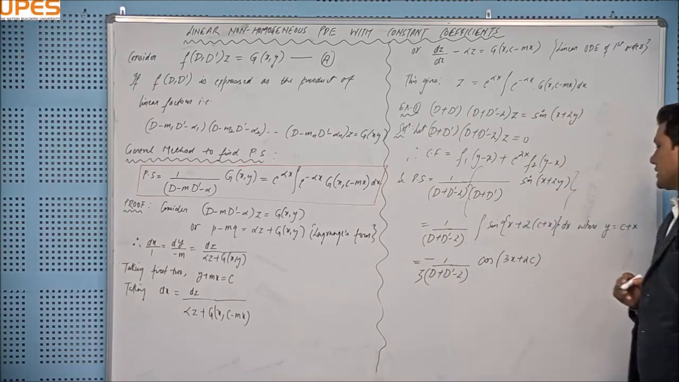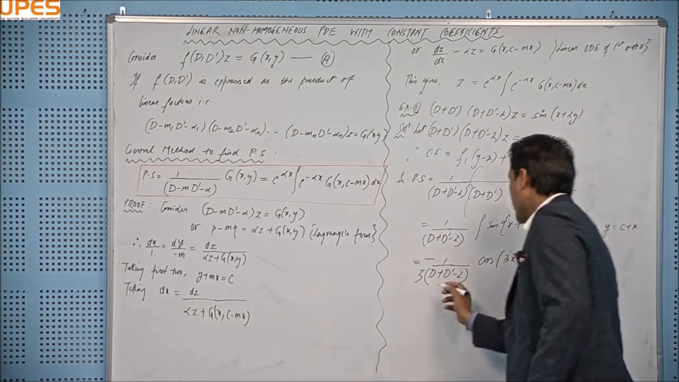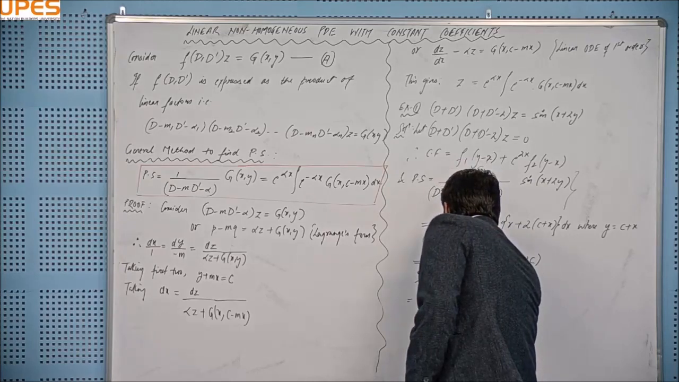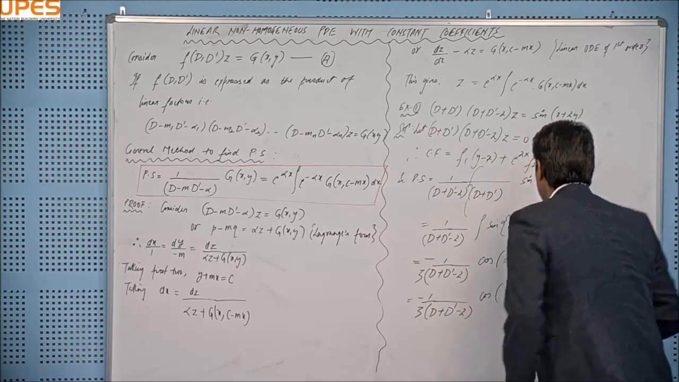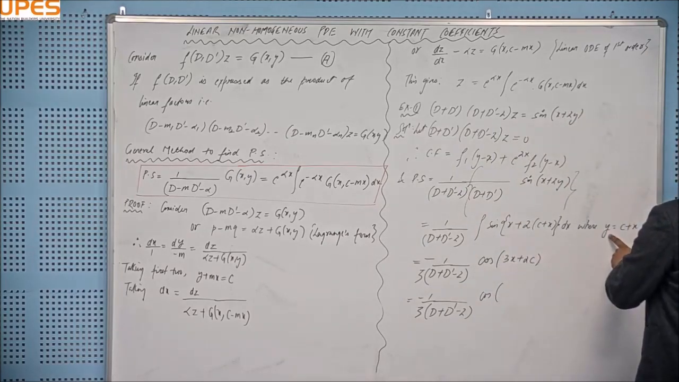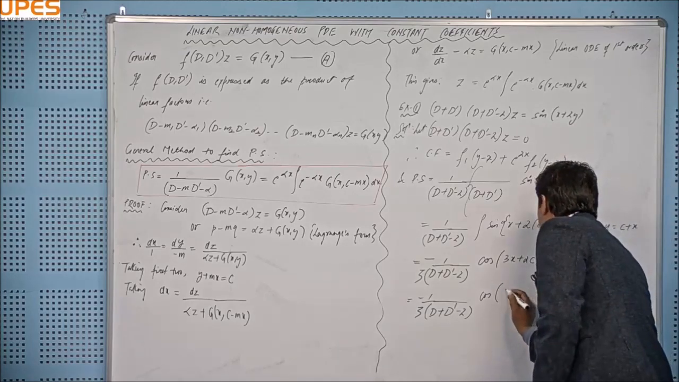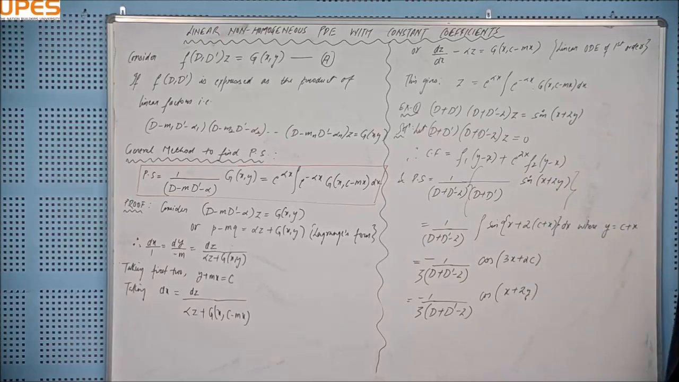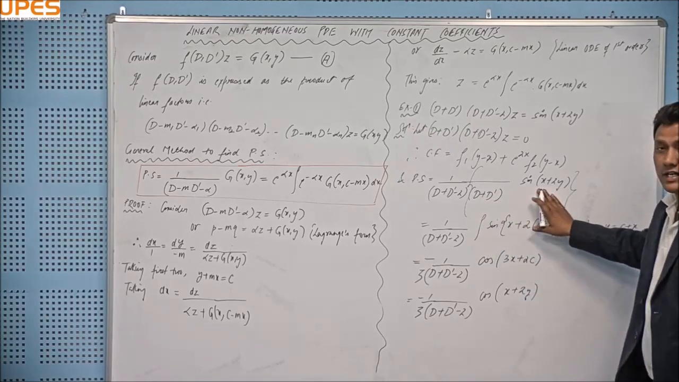Right. Now replacing c by y minus x, that will become minus 1 by 3, D plus D dash minus 2, and it will become cos of 3x plus 2 times y minus 2x, that will become x plus 2y, right?